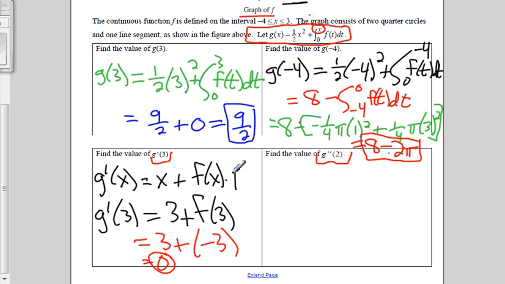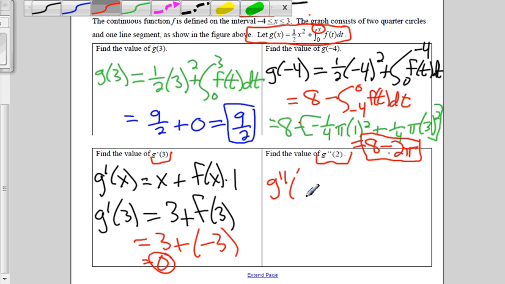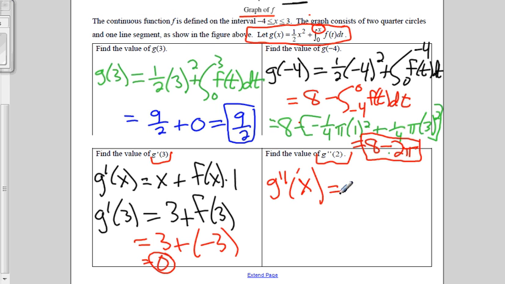Okay, and the last one, the second derivative. So let's first find the second derivative of x. The derivative of x is 1, not 0. And the derivative of f of x is just f prime of x. Again, I'll put times 1, but if there had been something like f of 5x squared, you'd have to do f prime of 5x squared times 10x. You'd have to use the chain rule.